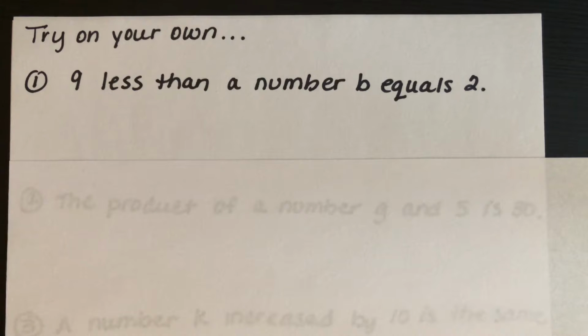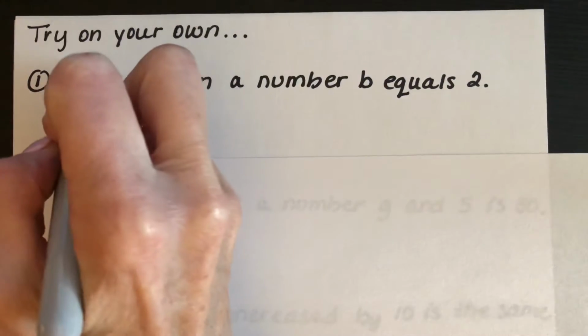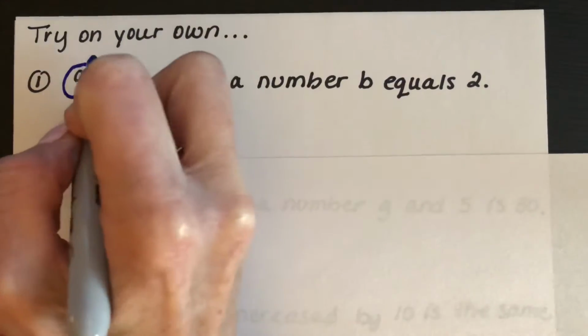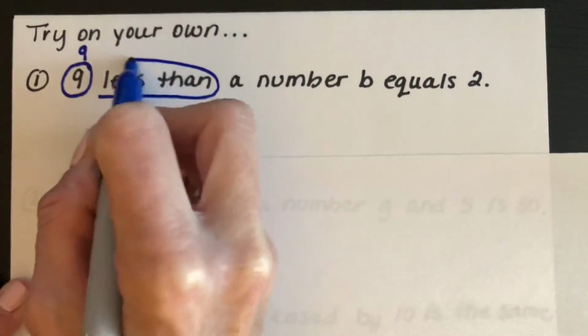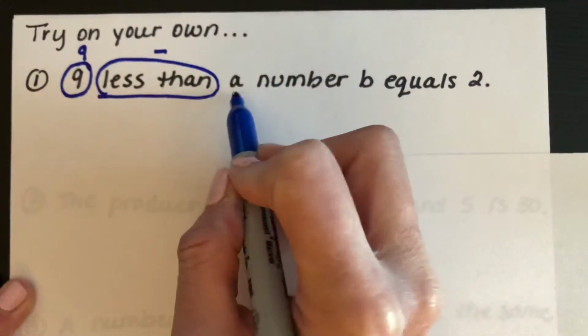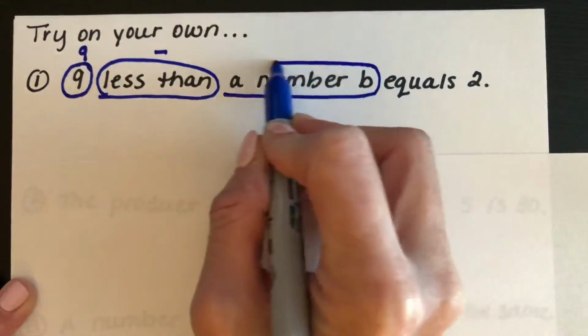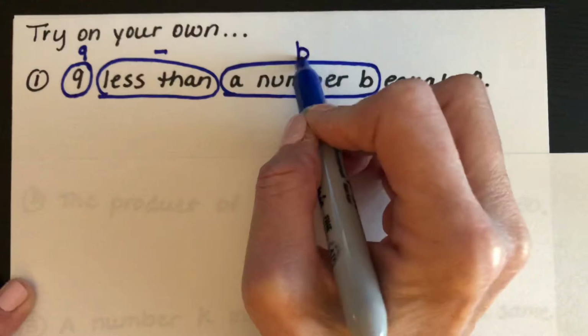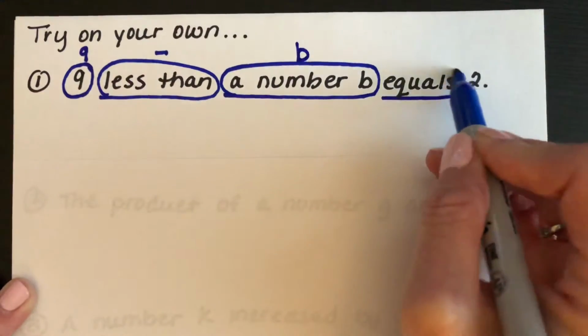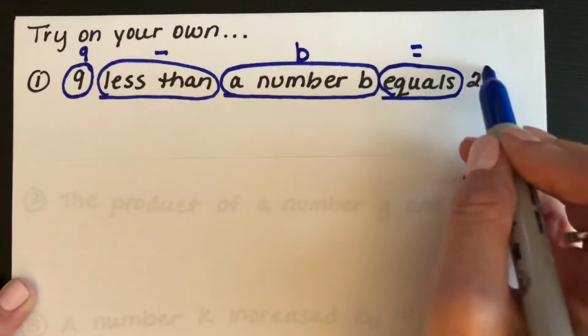Okay, now we have 9 less than a number b equals 2. So I have 9, so I'm going to circle 9, less than means to subtract. A number b, we don't know what b is, it's a number, but we don't know what it is, so it's b equals 2.